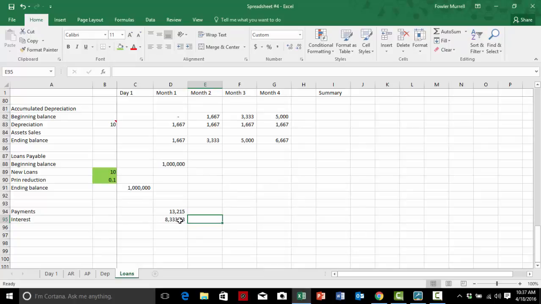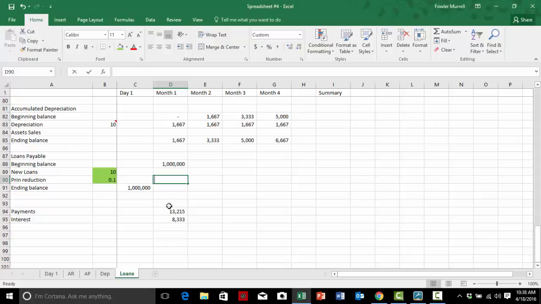And we get an interest amount of $8,333. We want to get rid of those decimal places. $8,333. Now we can proceed. Principal reduction is the difference between these two. So this is the payment. Included in this payment is this interest amount. The difference between these two is the principal reduction. We want this principal reduction to be a negative amount because it's what makes loans payable decrease.